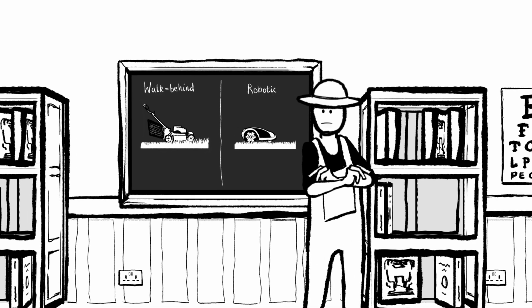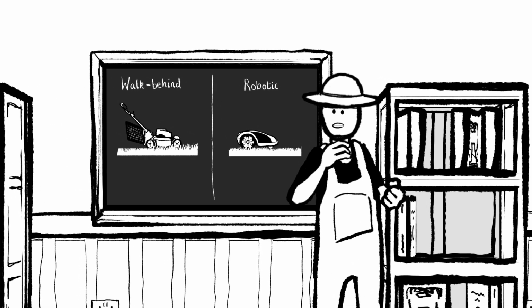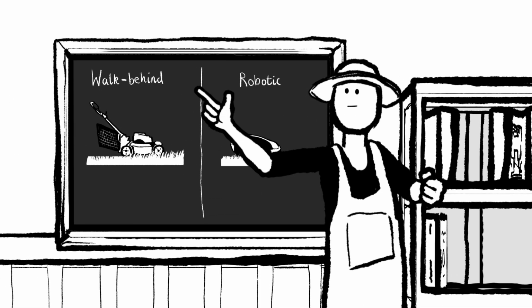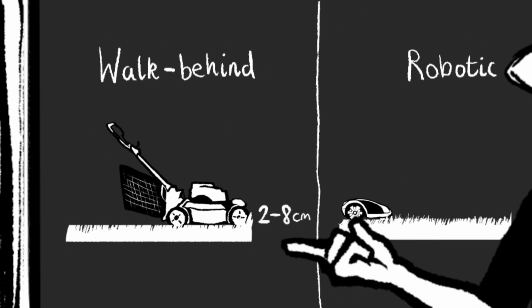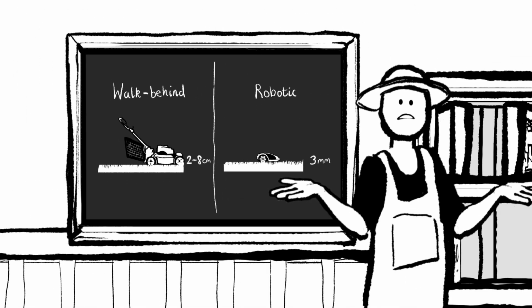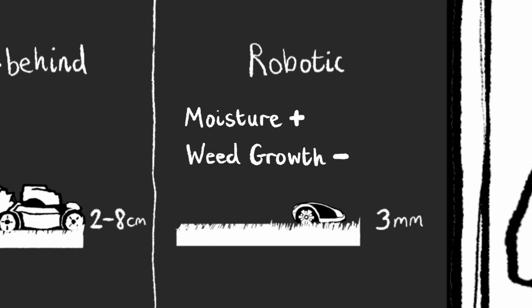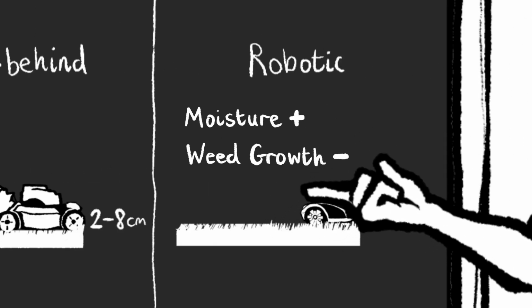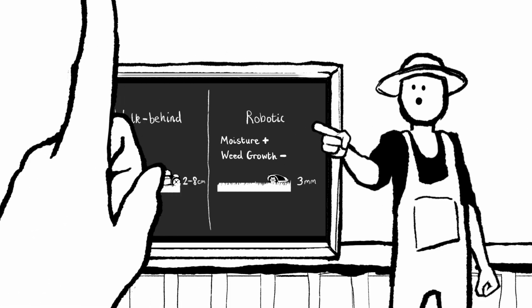Despite fundamentally doing the same job, robotic and walk-behind mowers work on different principles. Whilst walk-behind mowers can cut up to several centimetres, robotic mowers trim the grass by a few millimetres. The tiny grass clippings are left on the lawn and break down quickly to provide a natural fertiliser. This helps retain more moisture, meaning less watering is necessary, while also reducing weed growth.